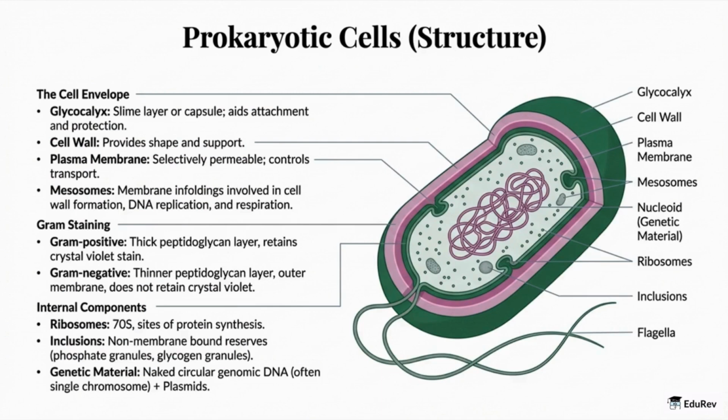The glycocalyx, a slime layer or capsule that helps attachment and protection, a rigid cell wall that gives shape, and a plasma membrane that governs transport. They can have mesosomes, membrane enfoldings linked to cell processes, 70S ribosomes for protein synthesis, inclusions that store reserves, flagella for motility, and naked, usually circular genomic DNA, often accompanied by plasmids. Gram staining further distinguishes bacteria by differences in their cell wall structure.